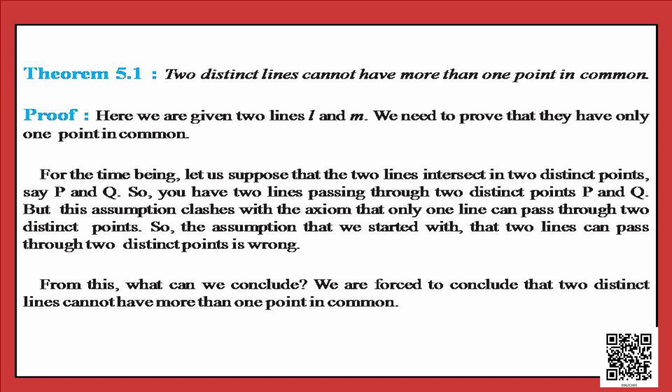So you have two lines passing through two distinct points P and Q, but this assumption clashes with the axiom that only one line can pass through two distinct points. So the assumption that we started with, that two lines can pass through two distinct points, is wrong. From this, what can we conclude? We are forced to conclude that two distinct lines cannot have more than one point in common.